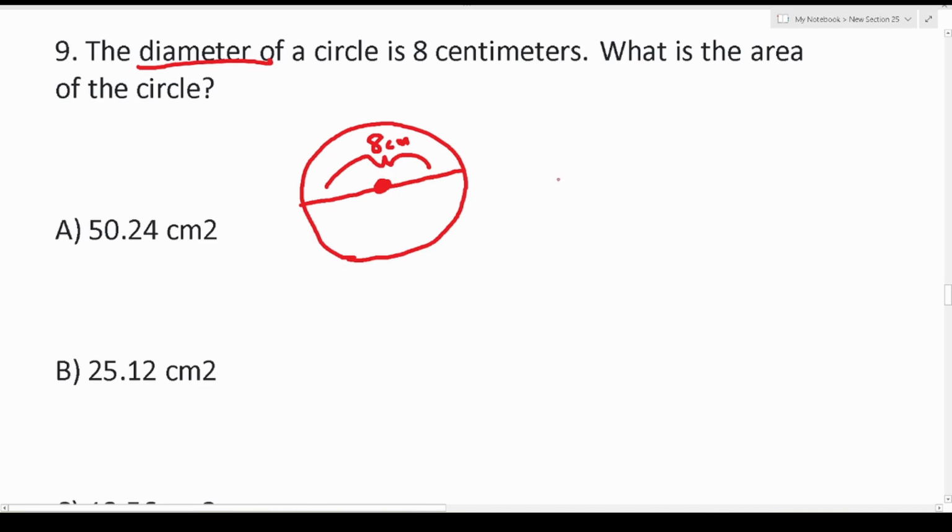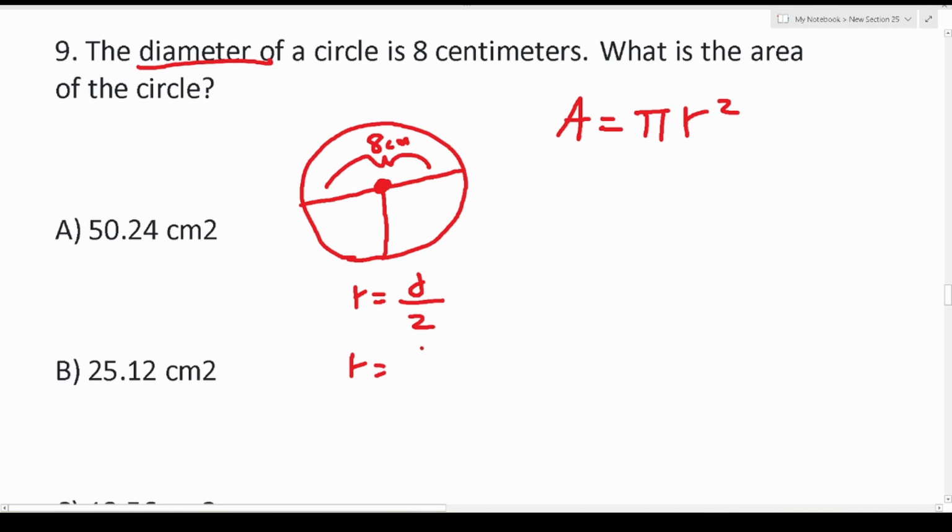When you're finding the area, you're going to make use of the formula area equals pi r squared. So you can't use this diameter. Instead, you have to figure out what the radius is. Well, the radius is the distance from the center point to the edge of the circle. And as you might expect, the radius is always half the length of the diameter. So we can represent that as diameter over 2.